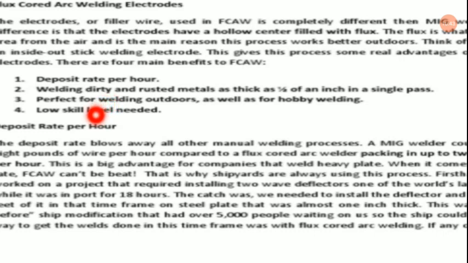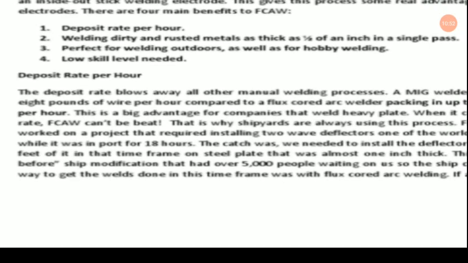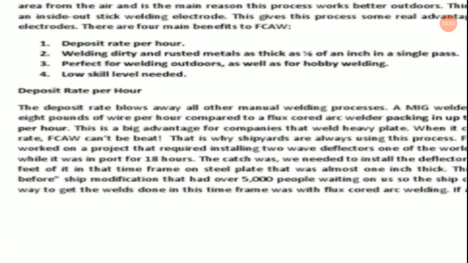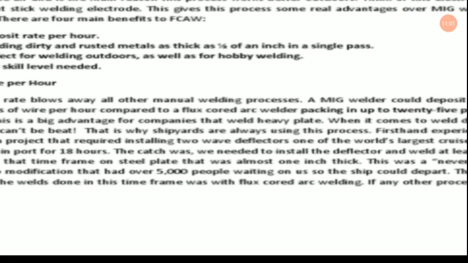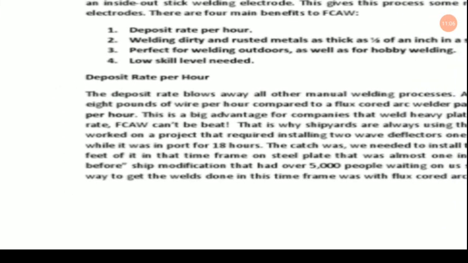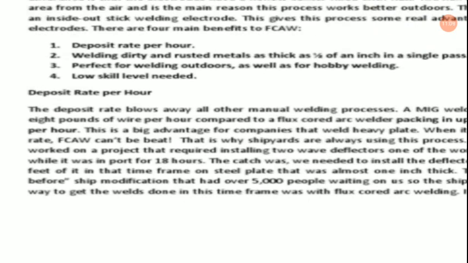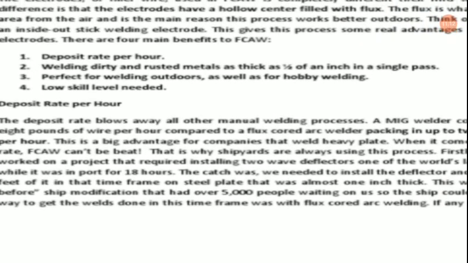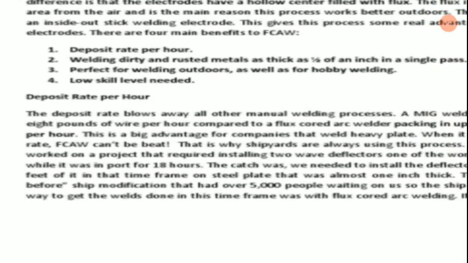Okay, now again it is perfect for welding outdoors as well as for hobby welding actually, and low skill level needed. Okay, now coming to the deposition rate per hour, the deposit rate blows away all other manual welding processes. A MIG welder could deposit up to 8 pounds of wire per hour. So it is a huge number, 8 pounds of wire per hour. To a flux cored arc welder, packing in up to 25 pounds per hour. This is a big advantage for companies that weld heavy plate.